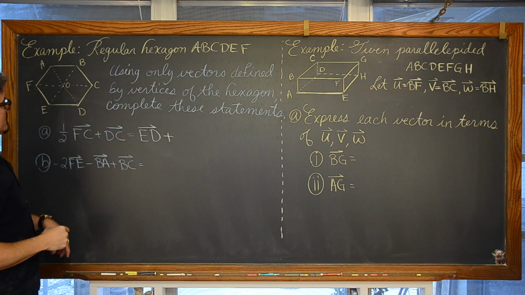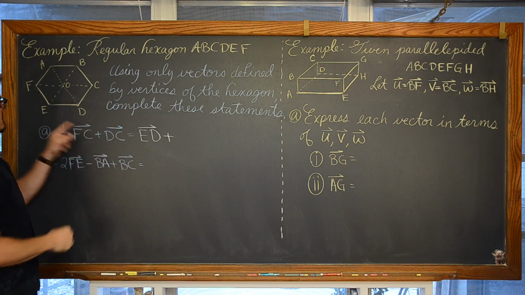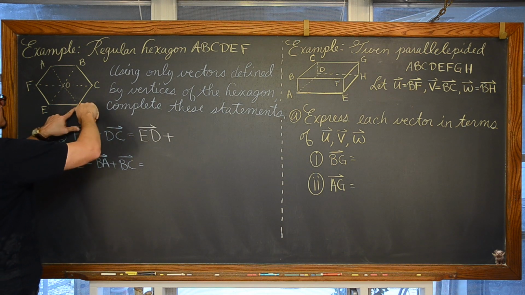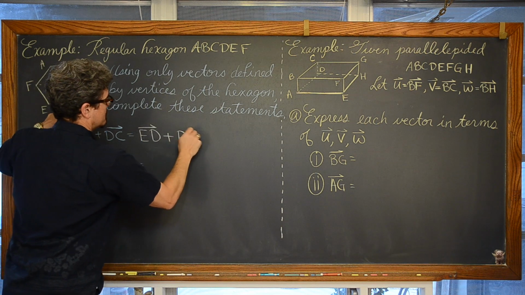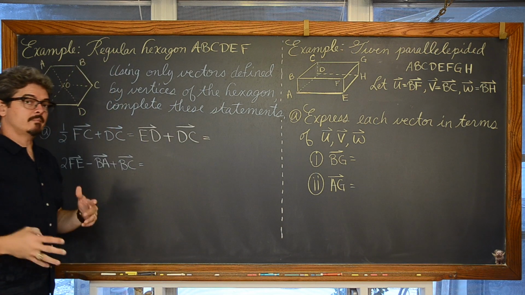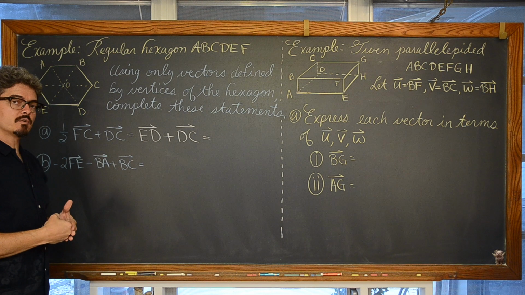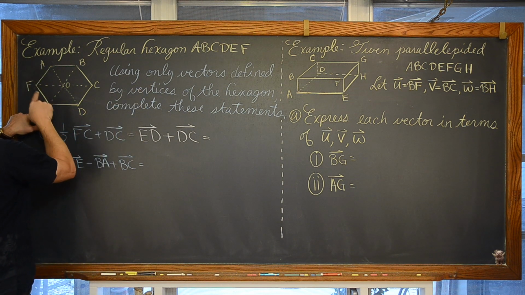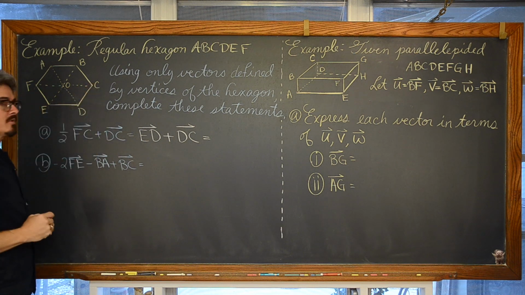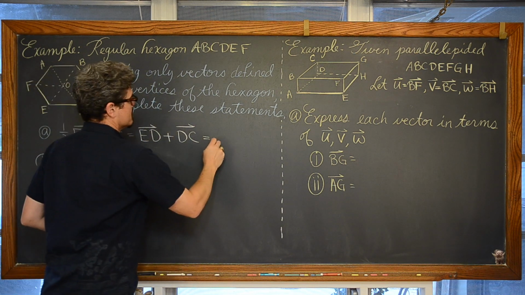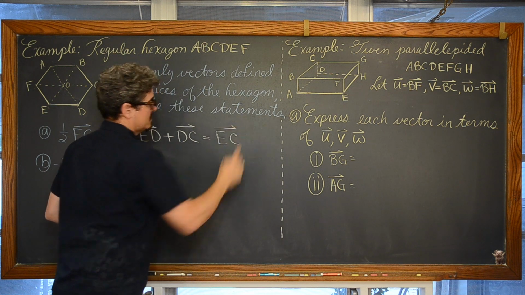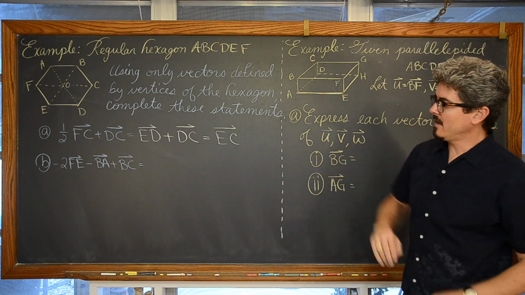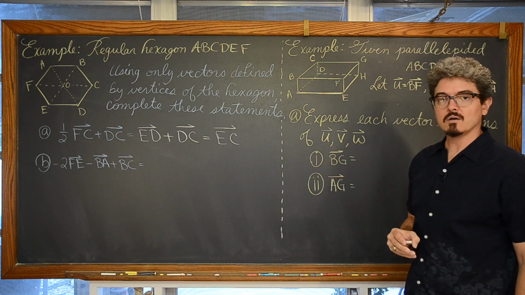And then with that, we're going to add to it vector DC. So if I go from ED, now to that vector ED, add DC, I can name a new vector that only uses vertices that are on this hexagon as directed. And we're going from initial point E to final terminal point C, and this is vector EC. So with that example, maybe you can pause the video and give that second one a shot.